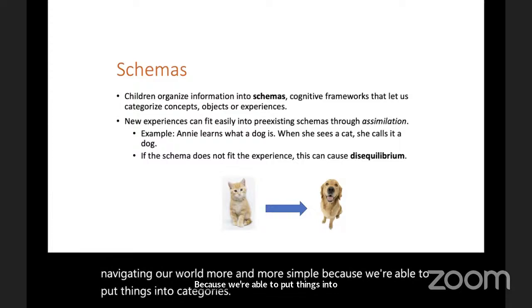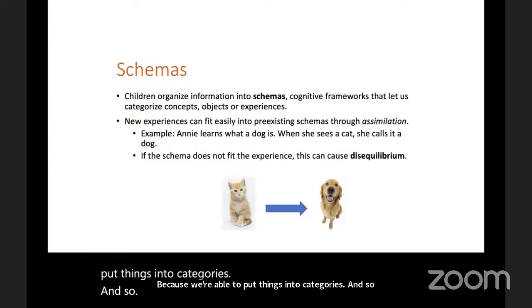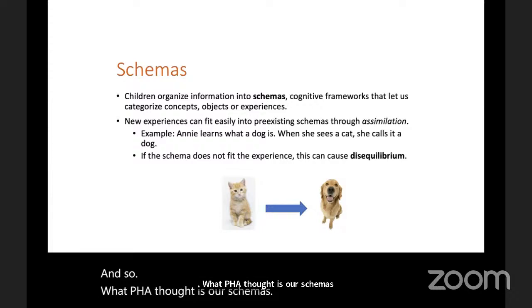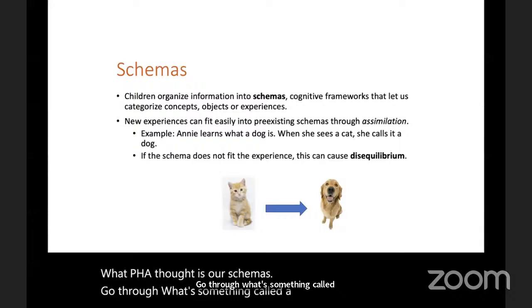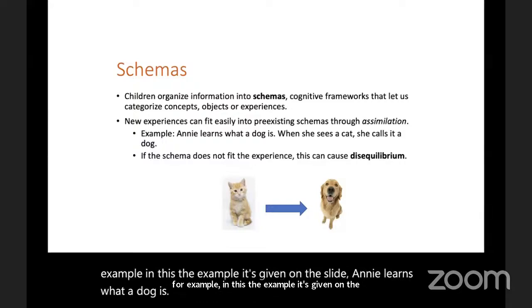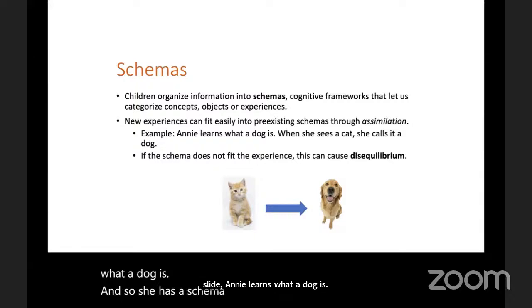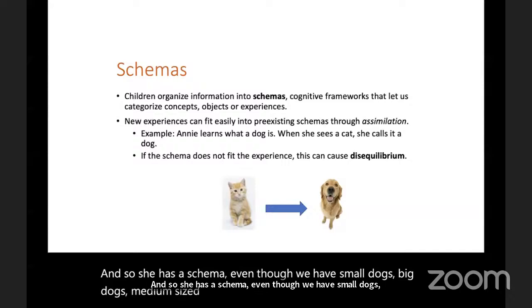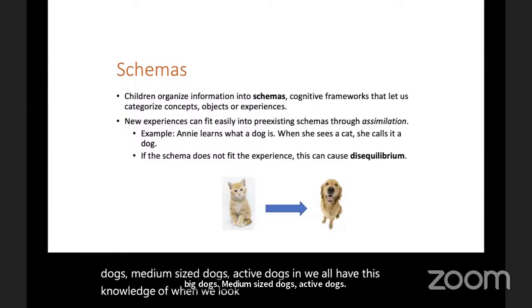And so what Piaget thought is that our schemas go through something called assimilation. So for example, in the example given on the slide, Annie learns what a dog is. And so she has a schema, even though we have small dogs, big dogs, medium-sized dogs, active dogs, and we all have this knowledge that when we look at a dog, it's a dog. And so we do that.